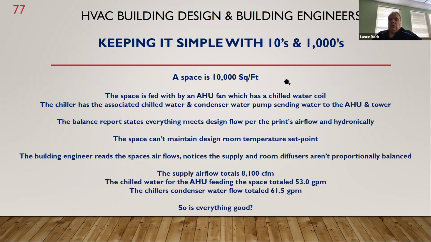Okay, so I take you through a 10,000 square foot space. I note that you read 8,100 CFM. That's less than 1 CFM per square foot, 0.81 CFM per square foot. You read 53 GPM chilled water that is conditioning the space, and 61.5 GPM condenser water to remove the heat from the space. Next, please.